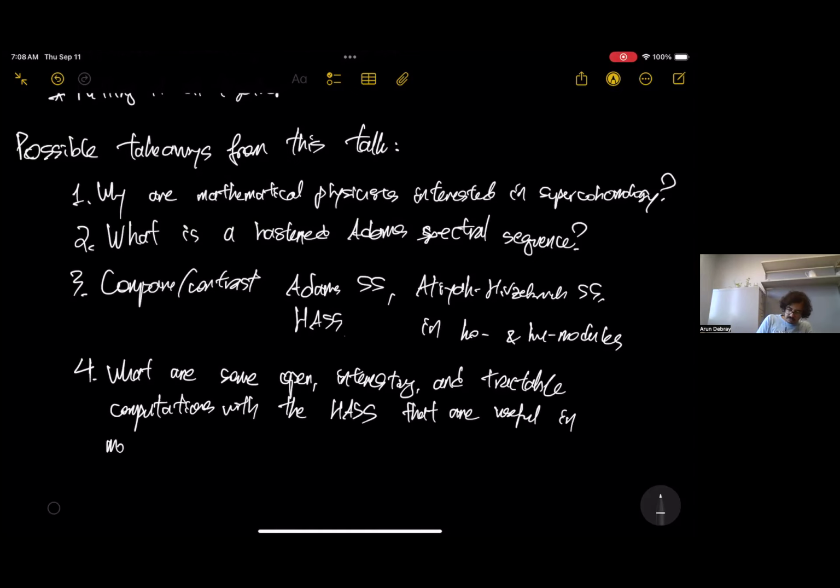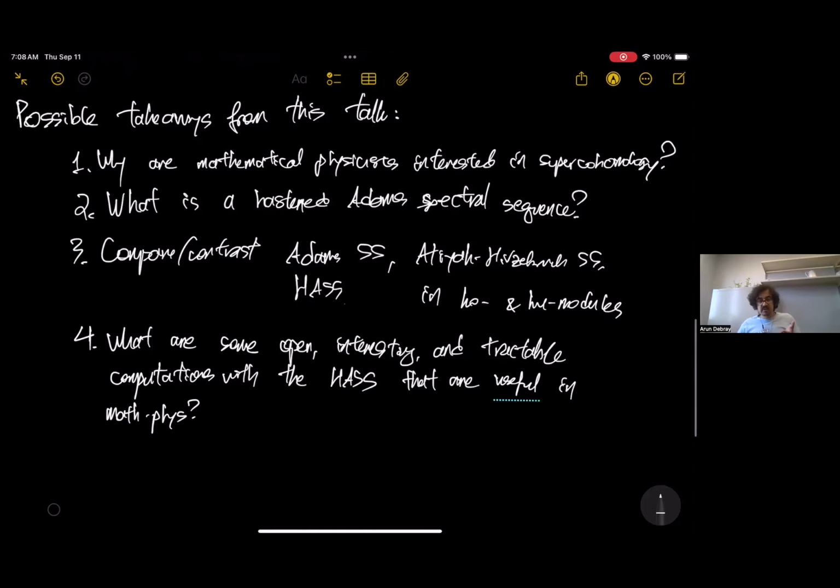They're useful in mathematical physics. So I got into this whole business because I think these computations are a lot of fun. I think given that this is the electronic computational homotopy theory seminar, I imagine many of you feel similarly. So a nice takeaway is, what are some other computations that would be good and/or fun and/or not too hard and/or not too easy to do?